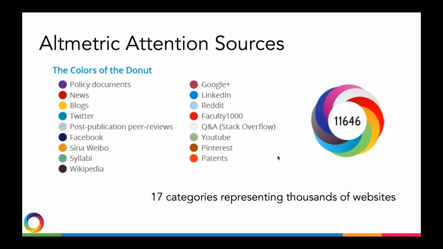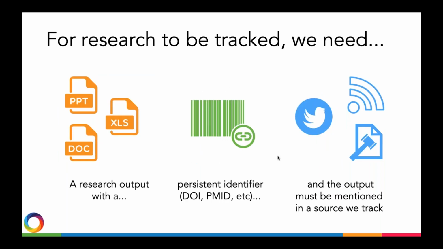So where you will see a publication or a presentation that has a lot of blue, that means a lot of Twitter attention has been attributed to it. Similarly, if there's a lot of red, that means it's been looked at in the news. And the same with blogs for yellow and so on. So for the research to be tracked, we need that output, that journal article, for example, with its identifier, such as a DOI, and that has to be then linked or mentioned in a source that Altmetric tracks.